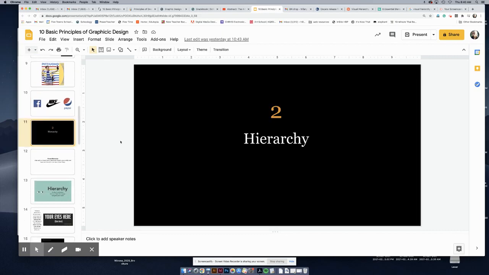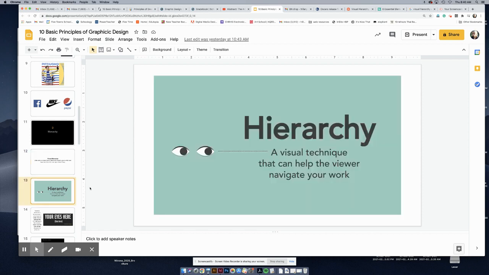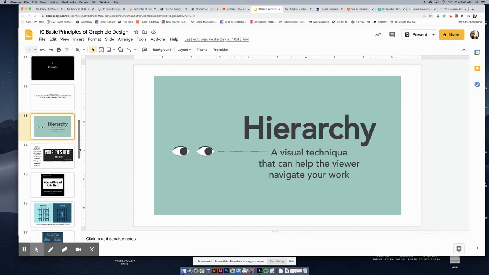Hierarchy is another element that we're going to talk about. Visual hierarchy is formed when extra visual weight is given to the most important element or message in your design. What hierarchy does is that a designer uses different tools to draw the eye to the most important piece of information. So you can see on this little poster that we want you to look at the title here, the most important word, which is hierarchy.